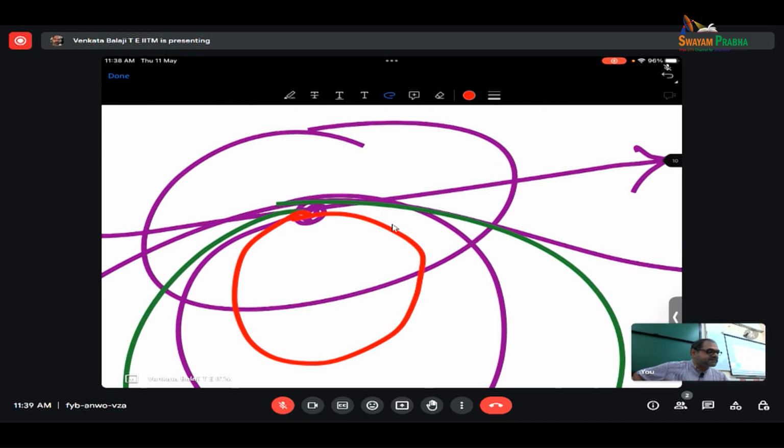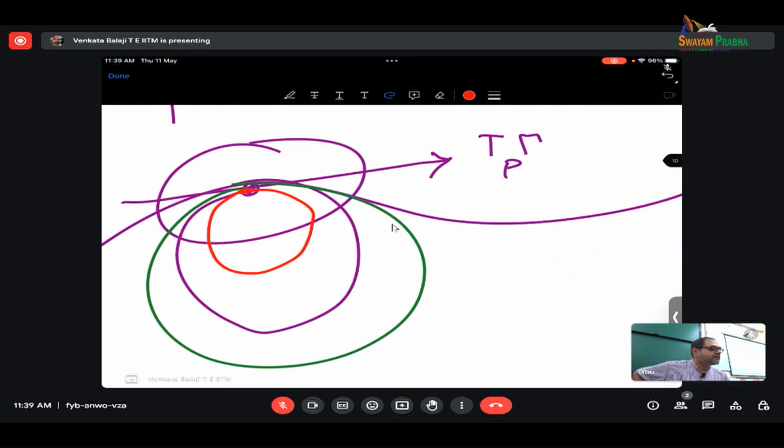So what happens is that you get this purple guy here. This purple guy is the best fitting circle, and I'll call it CP. All right, and this is called the circle of curvature.